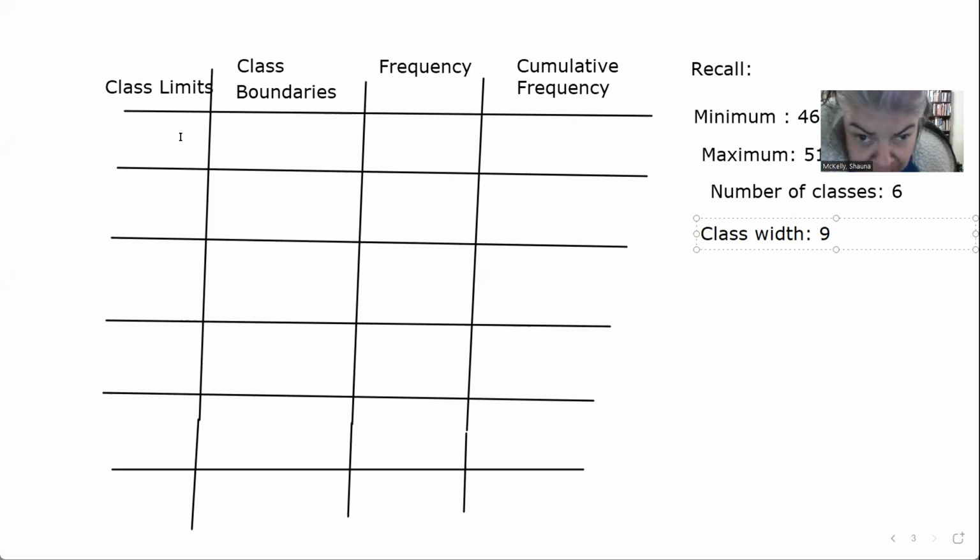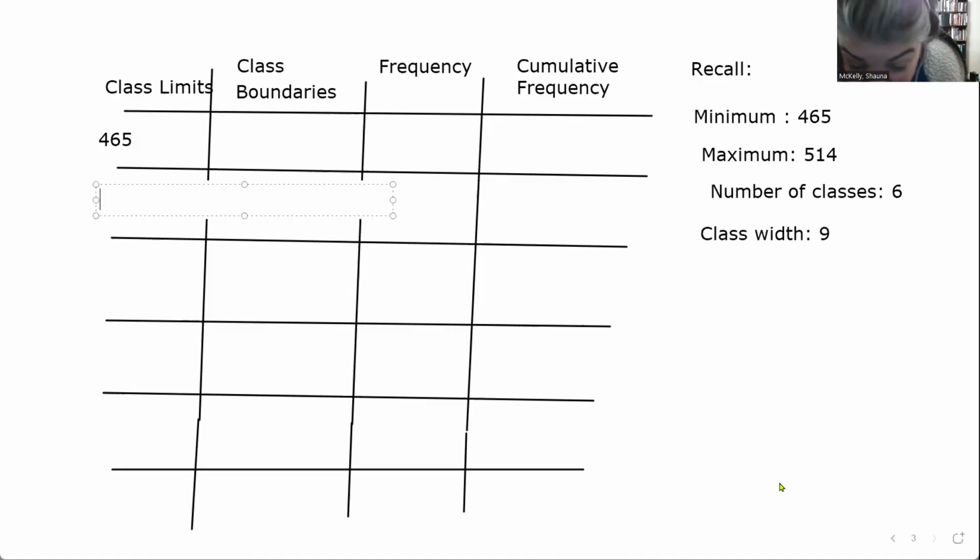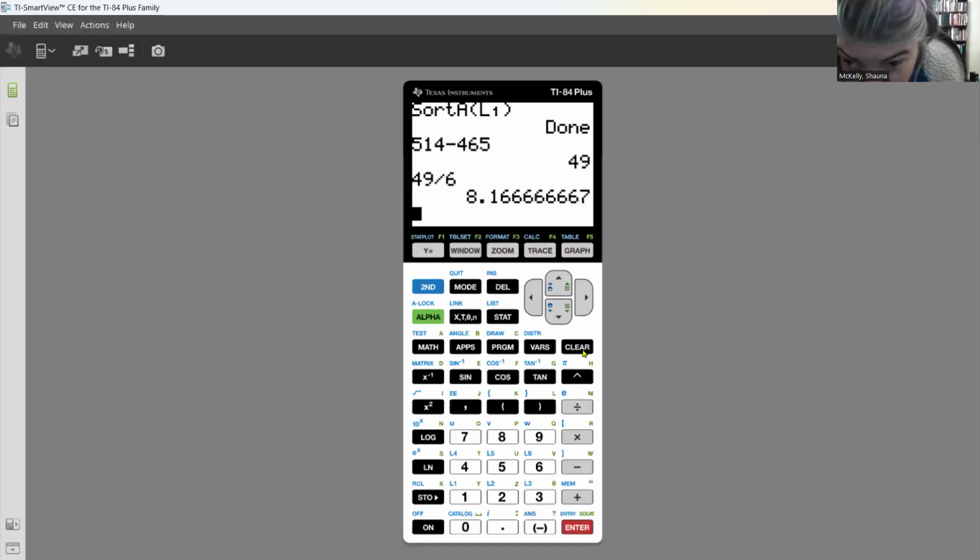Now, to get the class limits, we start from the lowest value, which is 465. Now, here's the first mistake that people make on this. The class width, we're gonna add 9. That's not the end of this class. It's the beginning of the next class. So if we add, let me show you on the calculator here. And there's no reason why you should be doing this in your head. You're more than welcome to use a calculator at all times in this class. You just have to show your work.